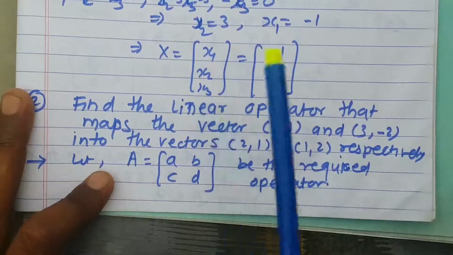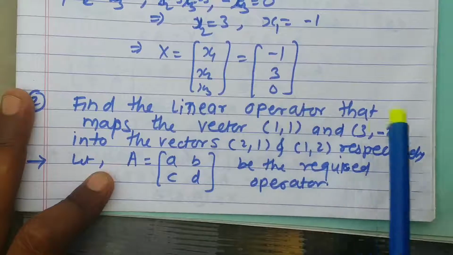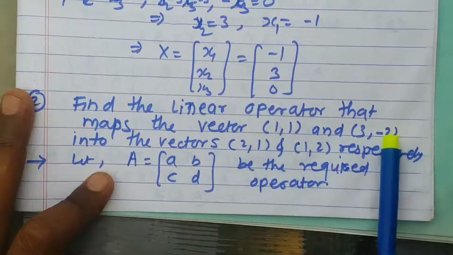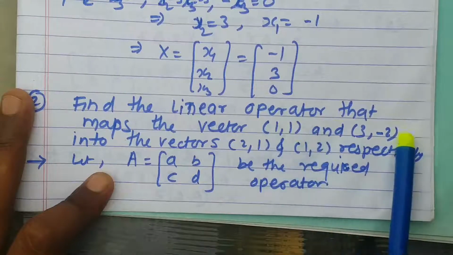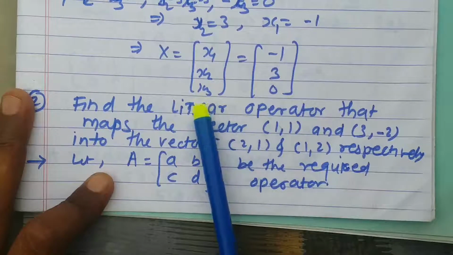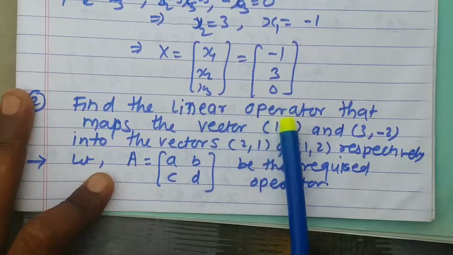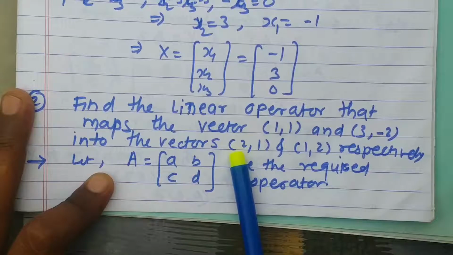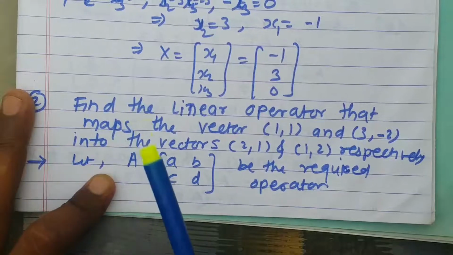So here we need to calculate that operator, and vectors are given. It is two-dimensional vectors, so it is 2 by 1, and we are going to operate. These two-dimensional vectors are mapping to two-dimensional vectors. Hence the order of the matrix will be 2 by 2.